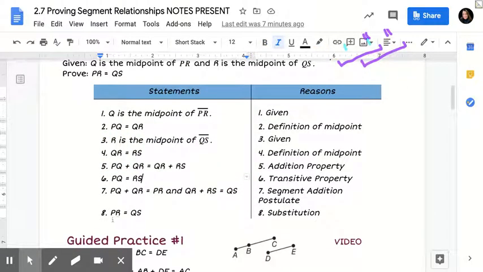Okay, so finally, I can conclude from that, because PQ plus QR is equal to QR plus RS, that PR would equal QS by substitution.